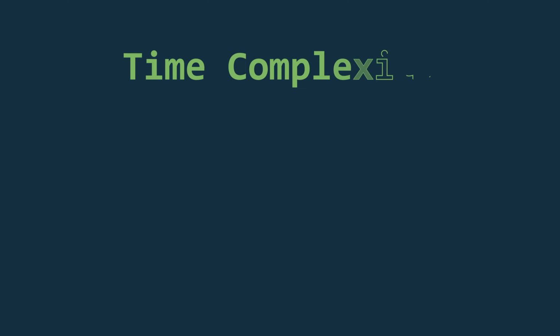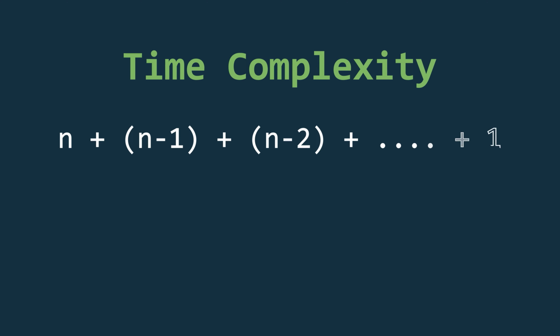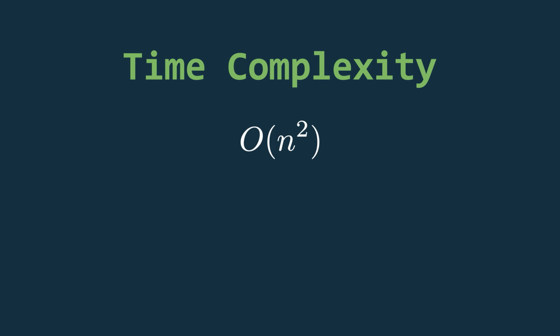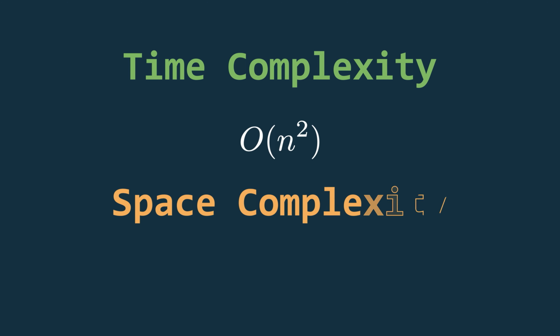Now the algorithm first checks for the minimum element in all n elements. Then in the next iteration it checks in n-1 and so on up to 1. Now if you know a little bit of math, this comes out to be big O of n square. The space complexity is constant because all the operations are done on the array itself and no extra memory is required.